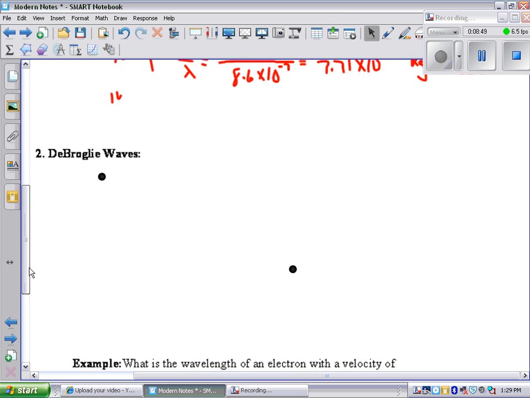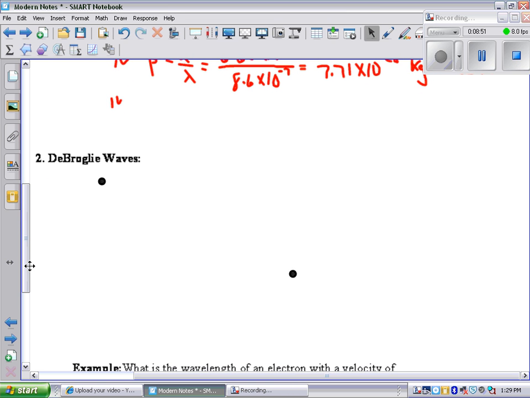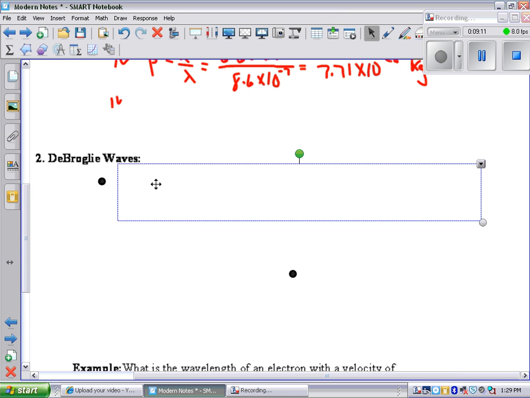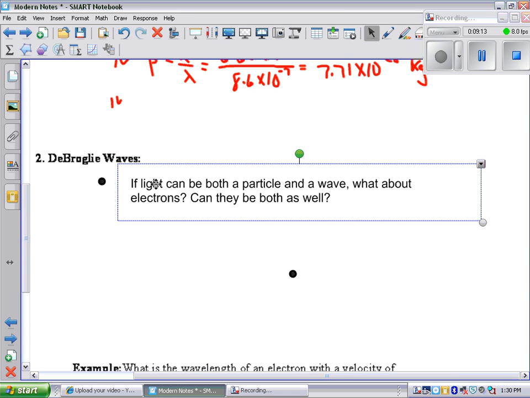Now, the next thing that comes along is this guy named de Broglie. He comes up with this very strange idea. He was a grad student in France working on his PhD, and for his PhD thesis, he said, if light, which we always thought of as a wave, can sometimes at least act like a particle, maybe things that we normally think of as particles can act like waves. So he said, if light can be both a particle and a wave, what about electrons? Can they be both as well? And he said, well, if so, it should diffract and interfere.